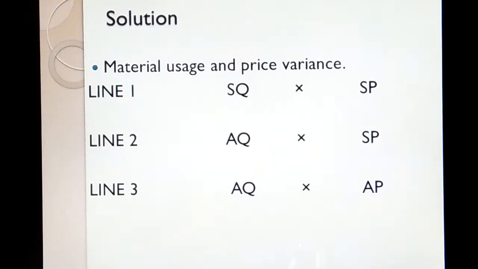With the help of this method, we are going to find out the material usage and price variance. I call this the three-line method, a very simple method, and I will show you by solving this. Okay, let's start by solving this.